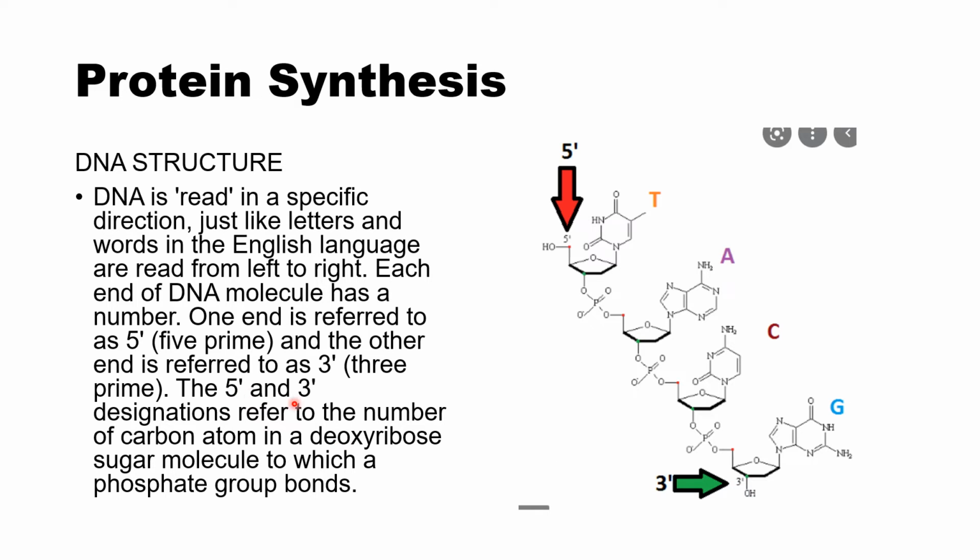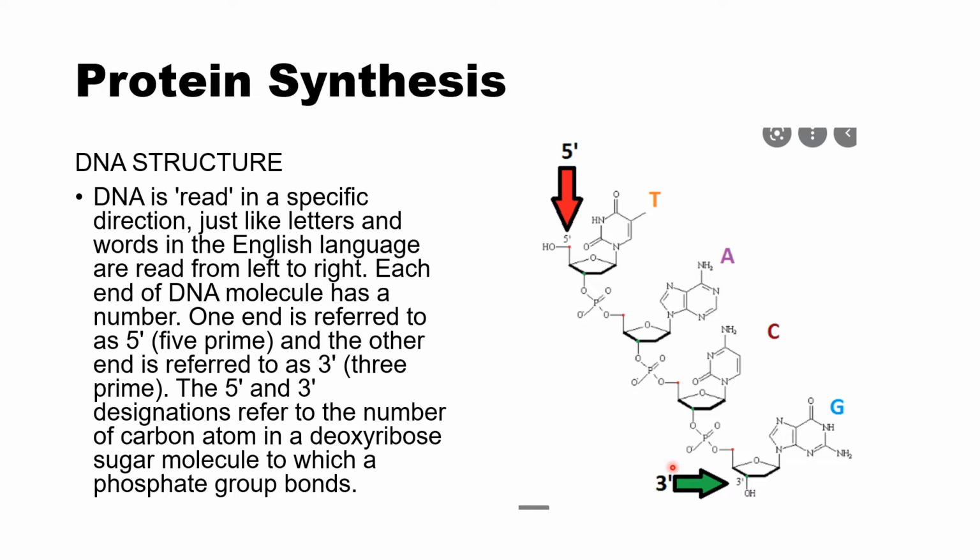So, the 5' and the 3' designations refer to the number of carbon atoms in a deoxyribose sugar molecule to which phosphate groups bond. So, yung tatandaan lang dito is yung structure ng DNA is that one of the ends of the DNA, meron ka nitong 5' na tinatawag. Ito yung, kasi may 5 carbon dyan that is bonded or nagbabind dito sa phosphate group. So, merong 5 na carbon.